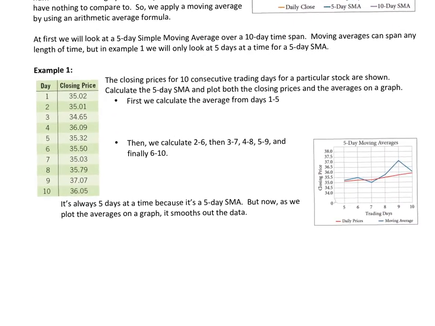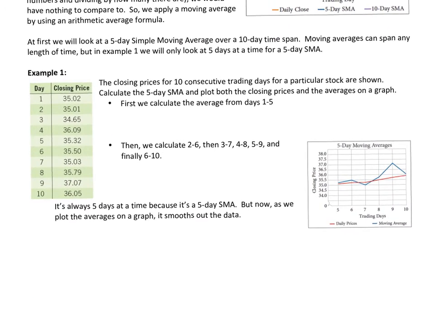First, we'll look at a 5-day simple moving average over a 10-day time span. So we have 10 days of stock prices, and we're going to do a 5-day simple moving average. Here's what we do. We're only going to look at 5 days at a time. The closing prices for 10 consecutive trading days for a particular stock are shown. So we have day 1, 2, 3, 4, all the way through 10. These are the closing prices.